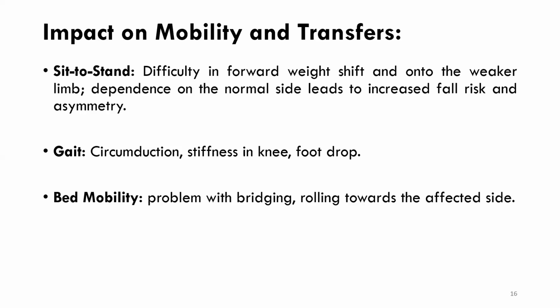So in terms of gait affectation, we see circumduction, and then mostly stiffness in the knee joint, most especially in the affected knee joint. You tend to see also foot drop cases based on the level of the affectation. So in terms of impact on mobility, there is affectation on bed mobility. The individuals will have a problem with maybe performing breathing exercises, and they cannot roll from the left side to the other right side and vice versa.